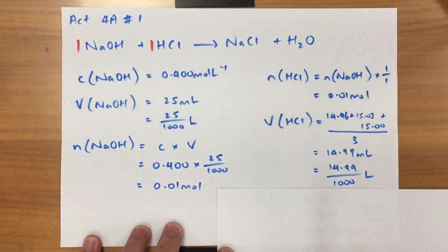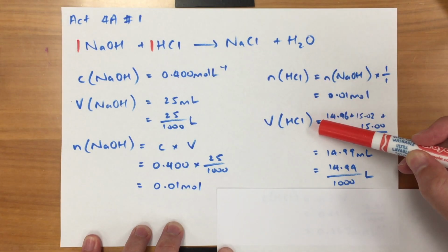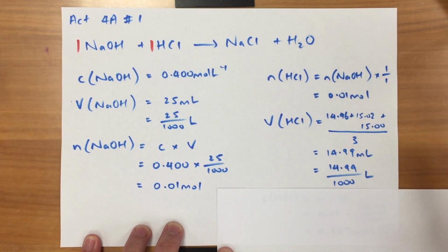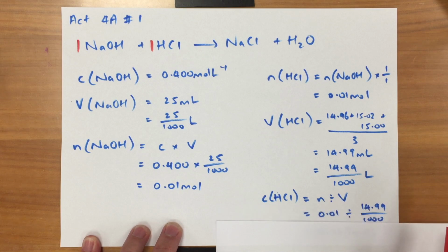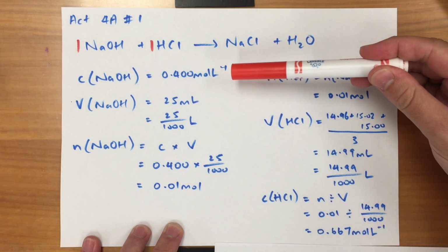If I have my number of moles of hydrochloric acid and my volume of hydrochloric acid, I can work out my concentration. Concentration equals number of moles divided by volume. My number of moles was 0.01. My volume was 14.99 over 1,000, and that comes out as 0.667 moles per litre. So that's how to walk through a calculation to find the concentration of an unknown solution from the concentration of a known solution.